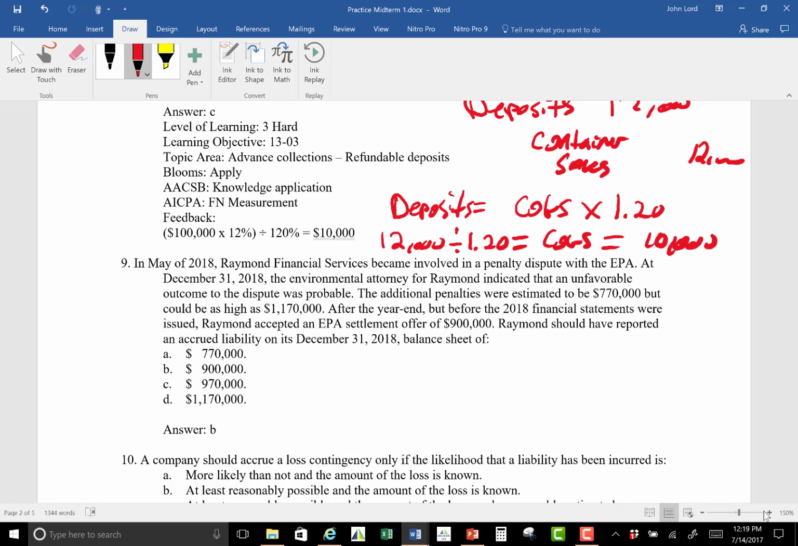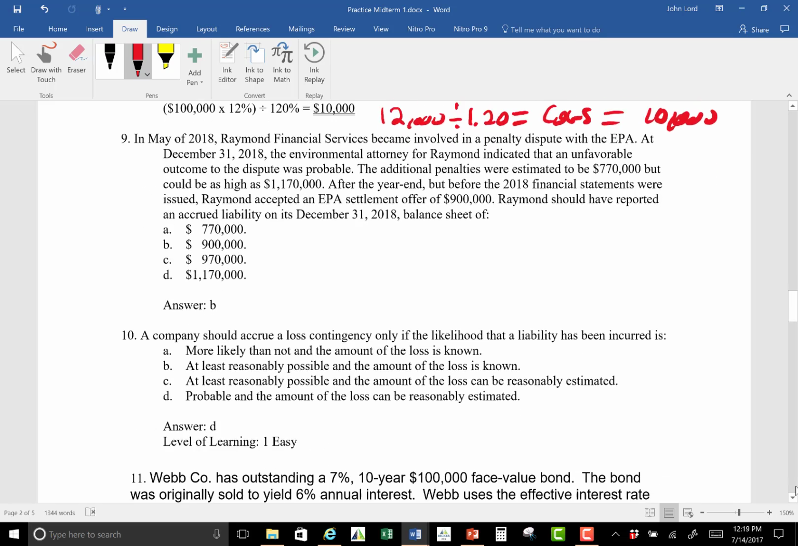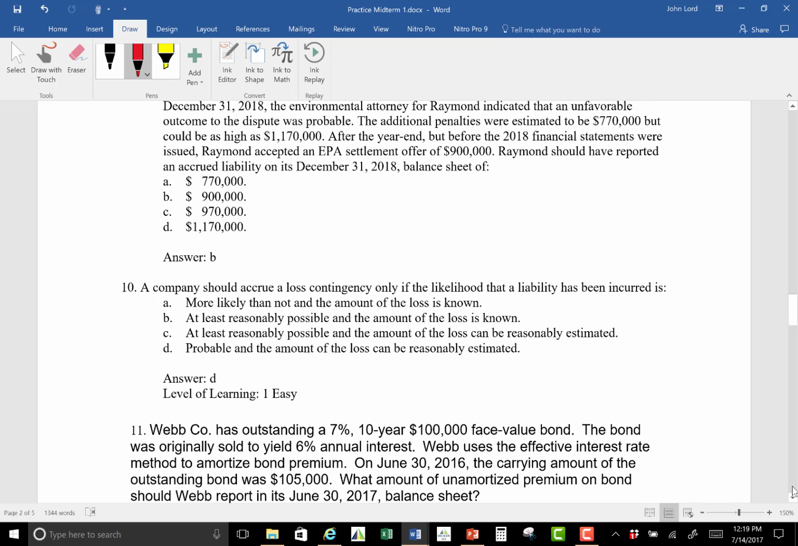Okay, good. Now we come over and we say number 10, a company should accrue a loss contingency only if the likelihood that the liability has been incurred is what? Probable and estimable. If it's probable but not estimable, we will do what? Disclose. Okay? Okay, good. Let's take a look at this one.